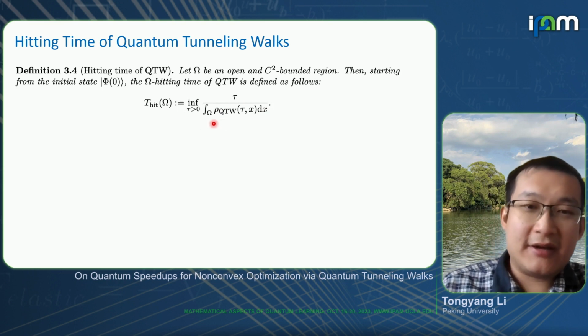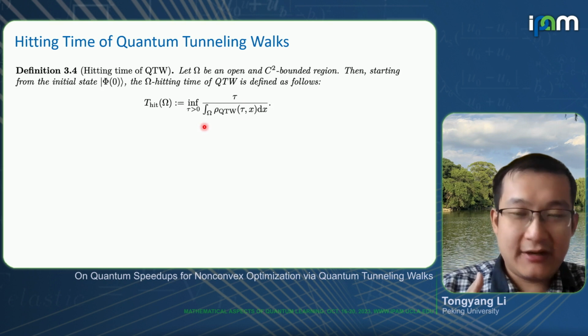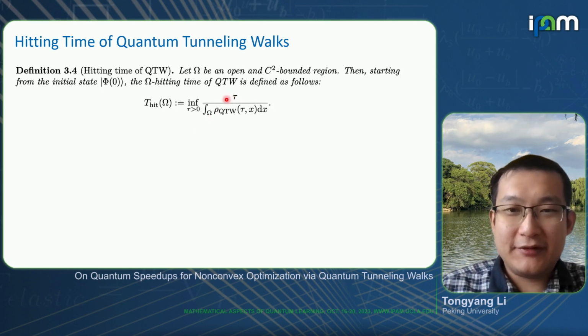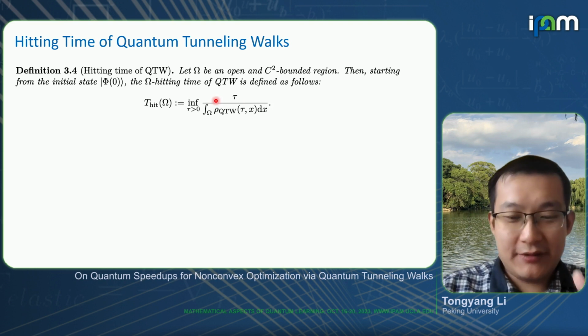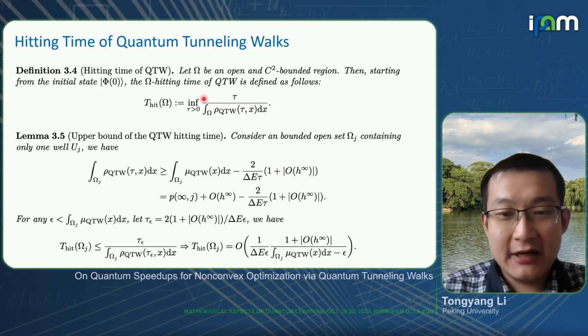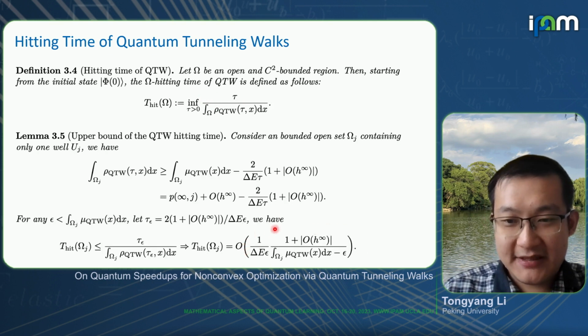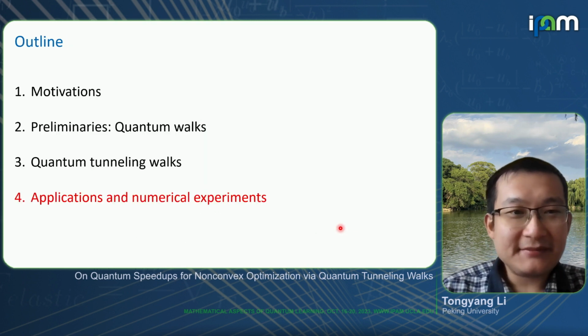You define the hitting time to be the infimum of all τ larger than 0, basically the overall evolution time divided by the probability mass with which you can reach the corresponding point. So as long as we have a mixing time result, we can also turn this into a hitting time result. After some calculation, we get this kind of result here.